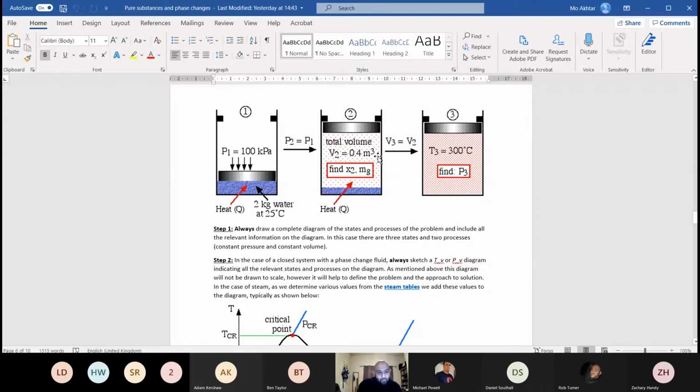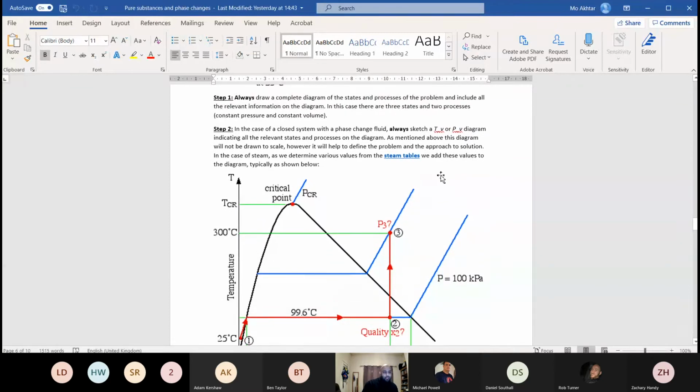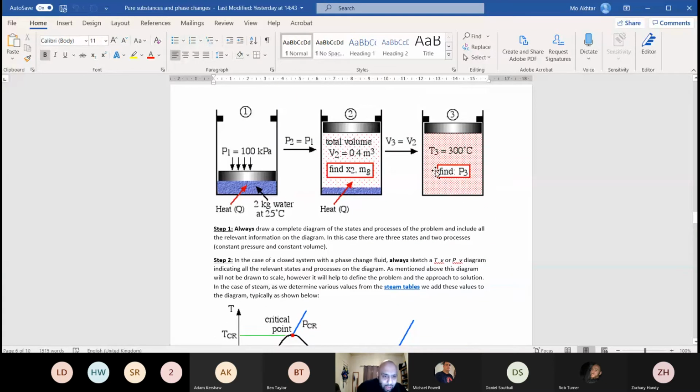Now here, the volume. What it's saying is the volume at three is going to be the same as the volume at two, because that makes a lot of sense, because the piston's got interlocked at the top. So you're not going to get an increase in volume. The volume's going to remain the same. So the pressure is going to remain the same from state one to state two, but not from this state. From this state, the pressure is going to change. So you're going to have to find P3. So that's your diagram. Study it for about a couple of seconds if you want, and we'll go to the next stage. I'm going to have a cup of tea.